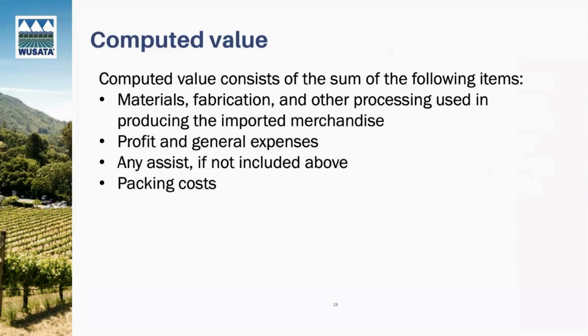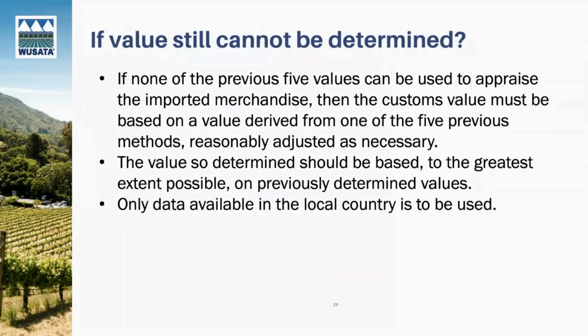So many times, what companies will do is they will pay duty on their cost price, but that's actually inaccurate. It's got to be cost plus a certain profit margin. Whatever is normal in your industry, 10% is a good rule of thumb. And if you still can't come up with a value under those five methods, come up with your own method that is based on general accounting principles.